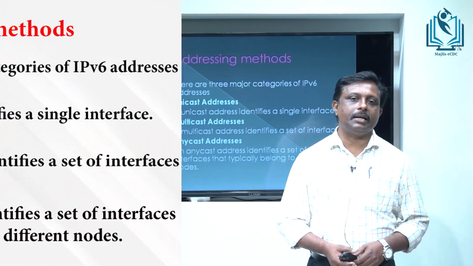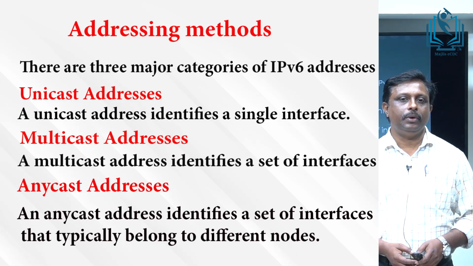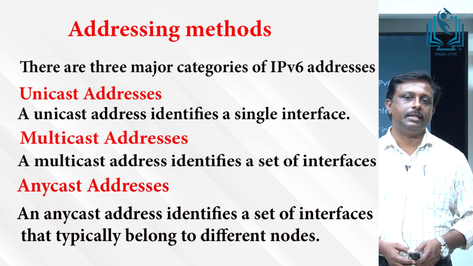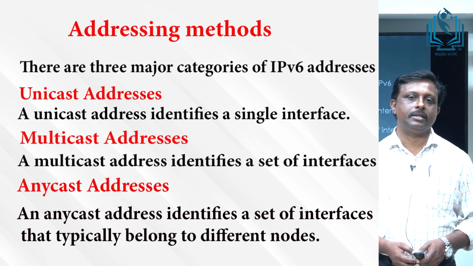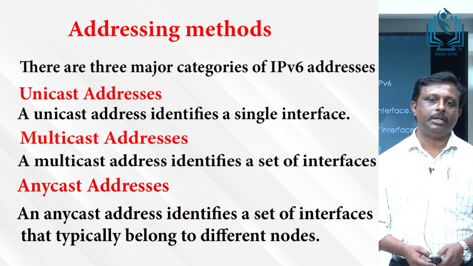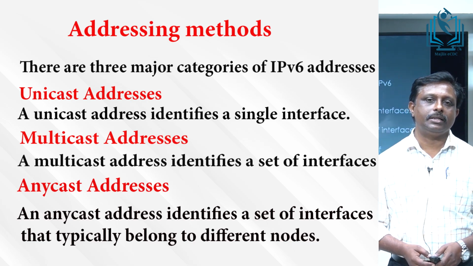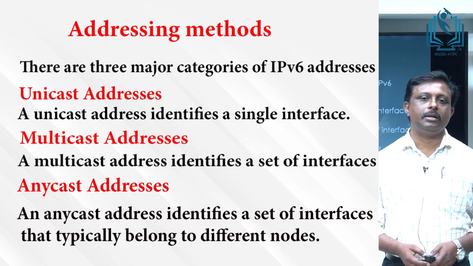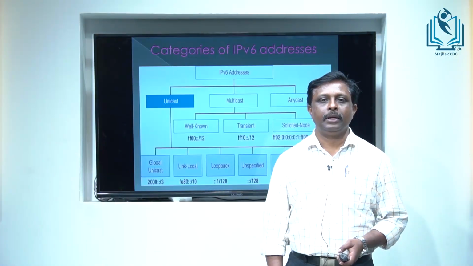IP version 6 has 3 major categories. One is unicast address, another is multicast address, and the third one is anycast address. Unicast means one-to-one communication, one sender and one receiver. In multicast address, one sender and many receivers. Anycast address is also one sender and many receivers.